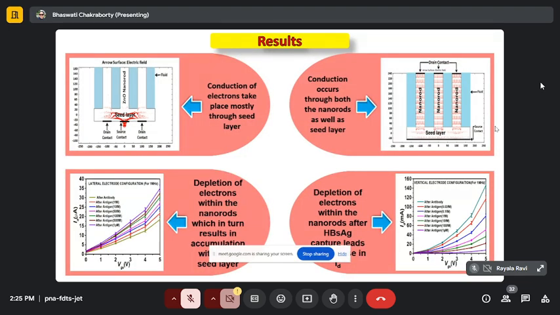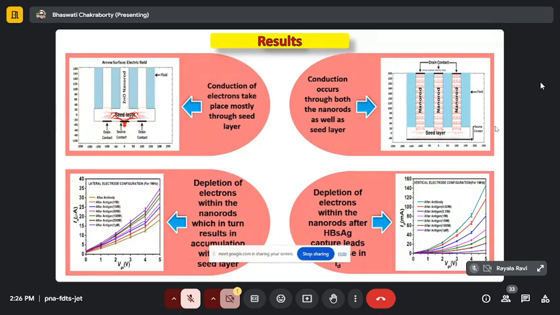Here we have used COMSOL Multiphysics software in order to study the electric field line distribution in lateral and vertical electrode configurations. What we can see is that in the case of lateral electrode configuration, all the electric field lines pass through the seed layer only. But in the case of vertical electrode configuration, the field lines pass not only through the seed layer but also through the nanorod spacing as well.